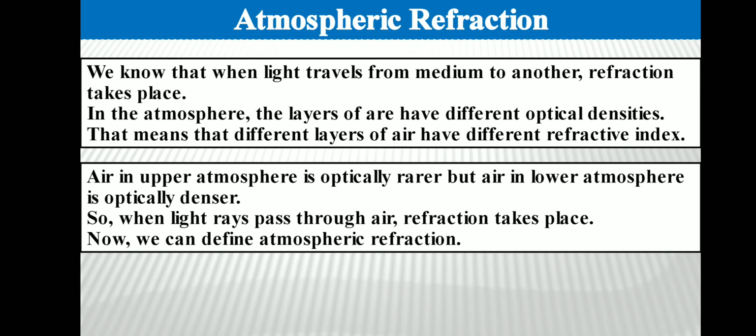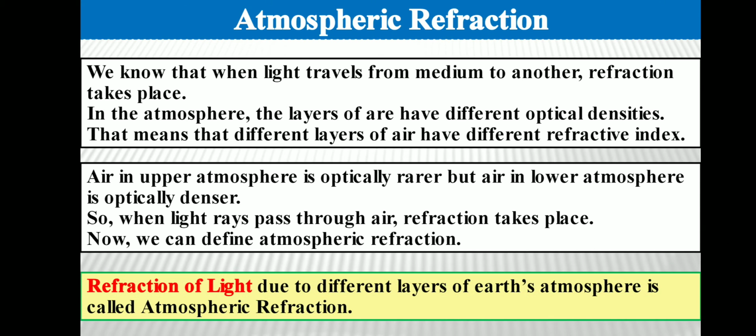Okay, now we can define atmospheric refraction, how it occurs. So due to the change in the optical densities of both layers, that means hot air and cold air. Okay, so the definition of atmospheric refraction: refraction of light due to different layers of the Earth's atmosphere is called atmospheric refraction.